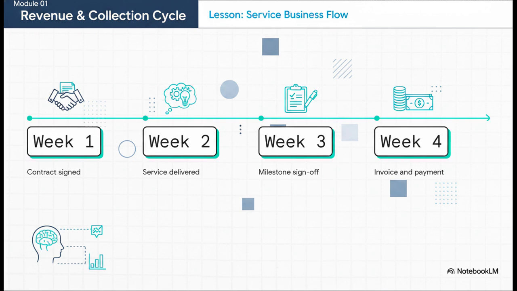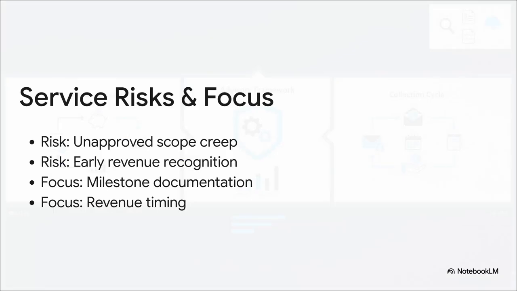In this model, those timesheets and milestone sign-offs completely replace the physical delivery notes we saw in the product business. I mean, you aren't shipping a box on a truck anymore, you're delivering intangible expertise and time. And because of that intangible nature, the dangers look totally different. We're talking scope creep, getting billed without formal client approval, revenue being recognized way too early before the client actually accepts the work, or subjective disputes over whether completion criteria were actually met.